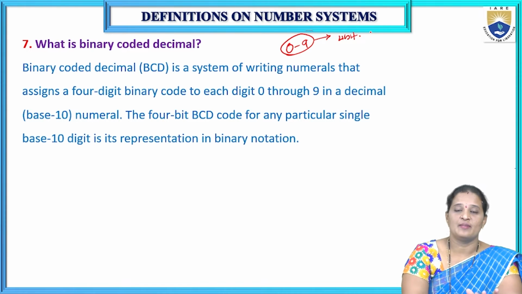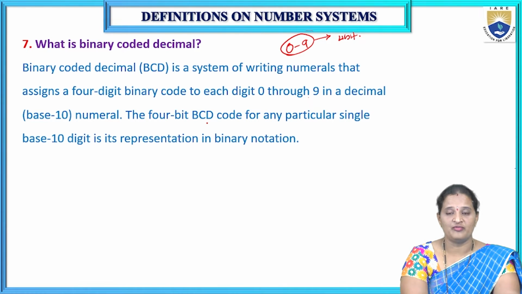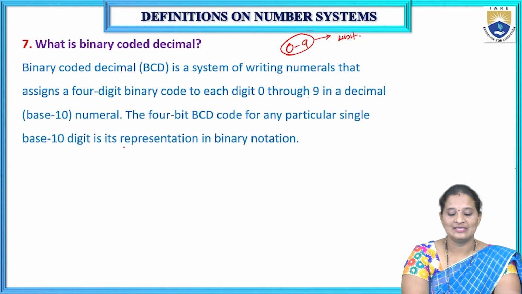So binary coded decimal is a system of writing numerals that assigns a 4-digit binary code to each decimal digit 0 through 9 in a decimal numeral. The 4-bit BCD code for any particular single base 10 digit is its representation in binary notation.